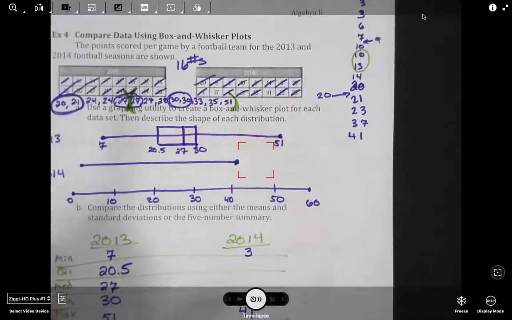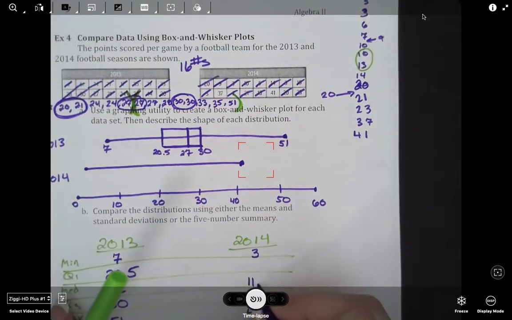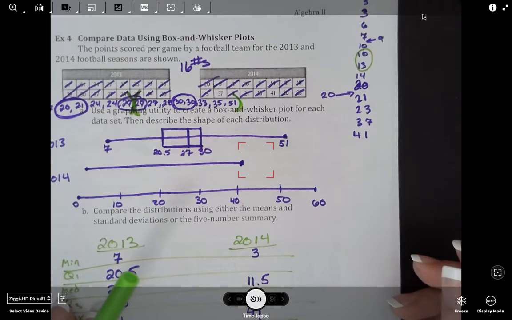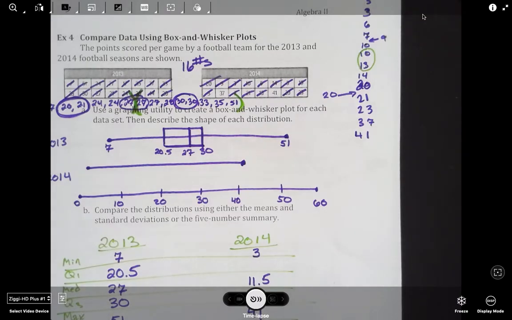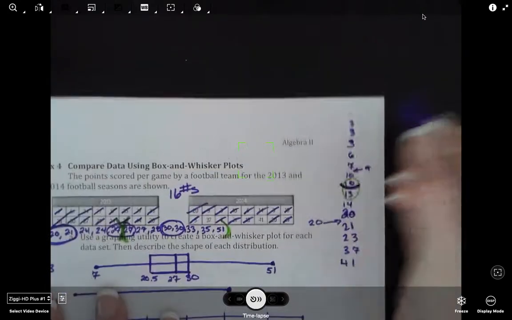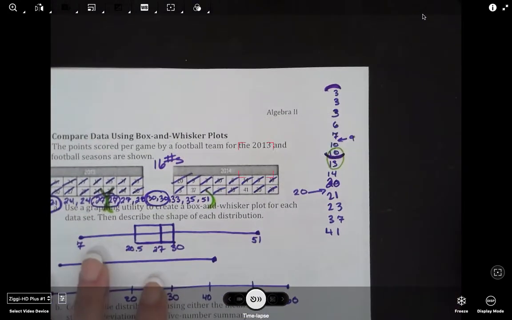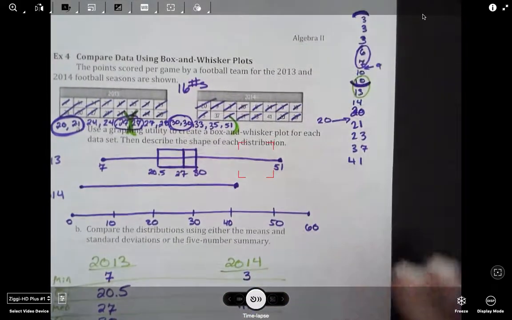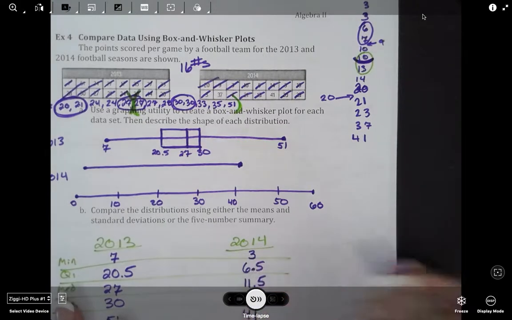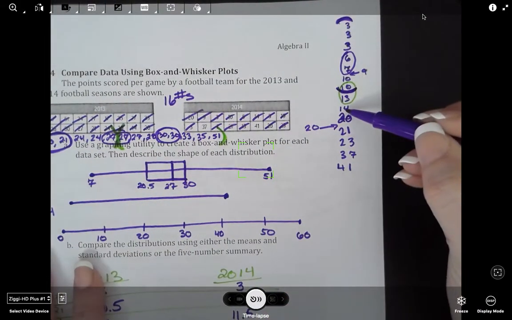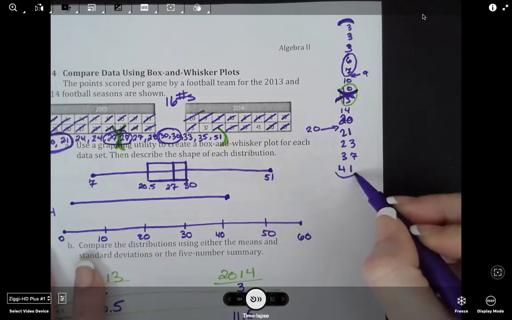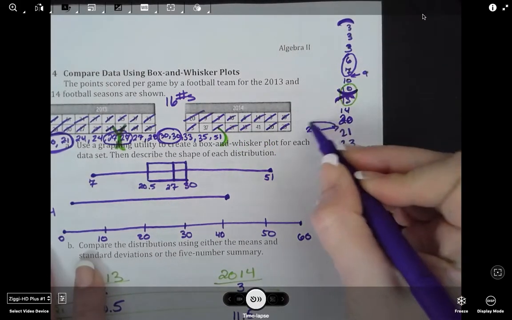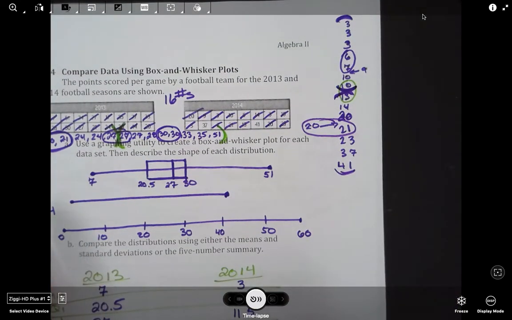10 plus 13 is 23 divided by 2 is 11.5, I think. Is that right? Yeah? 11 and a half? Yeah, it's got to be. Yep. Okay, so now I'm going to do my division right here and right here. So we have 8 numbers in there. It would be between the 4th and the 5th number, which would be between 6 and 7. 6.5. Okay? And over here between the 4th and 5th number, there's that range. 1, 2, 3, 4, and 5. 20 and 21. So 20.5.